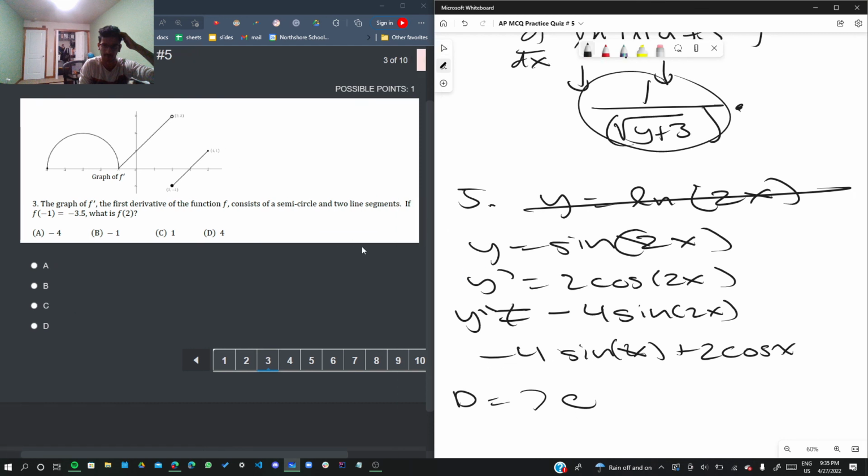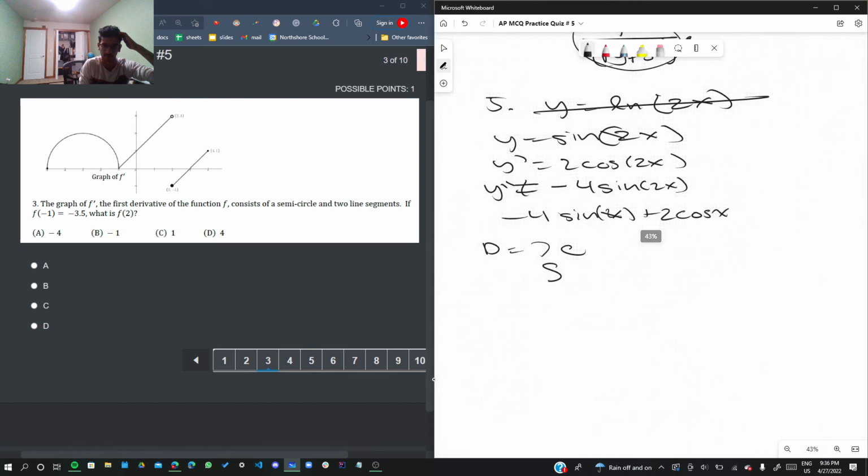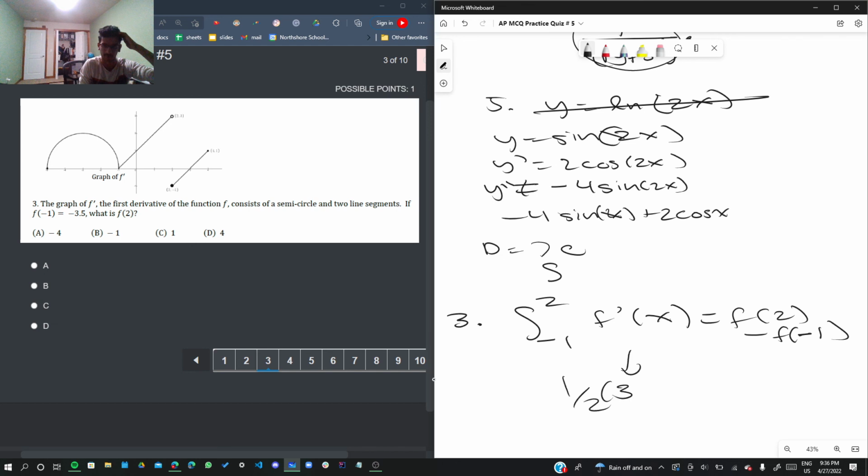Okay, semicircle. I'm going to take the integral from negative 1 to 2 of f prime. Because of the first fundamental theorem, that's going to be f of 2 minus f of negative 1. So this is a triangle, right? It's half times the base from negative 1 to 2, which is 3, and the height is also 3. So that's going to be 9 halves, and that's equal to f of 2 minus f of negative 1.